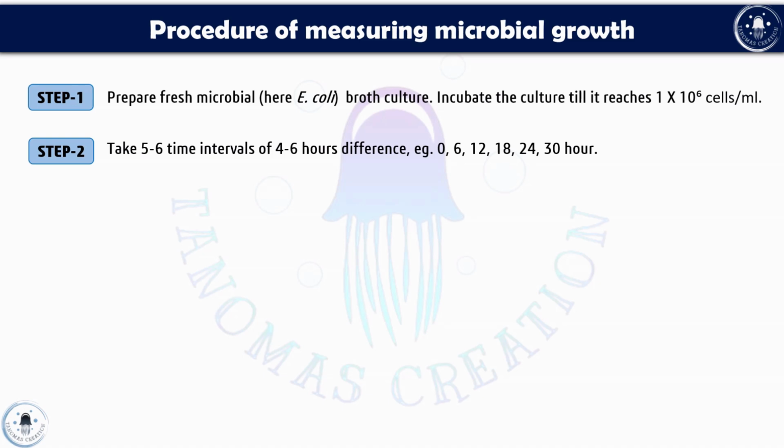For example, 0, 6, 12, 18, 24, 30 hours. So this is 6 hours difference. They have 6 hour difference between them. So you can take 5 to 6 time intervals of 4 to 6 hour difference. Okay, now here's a note, you can take the time intervals according to your requirements.